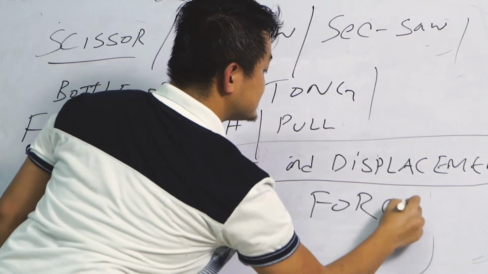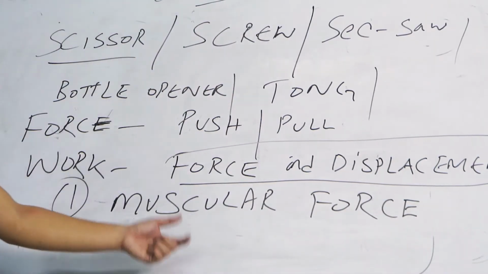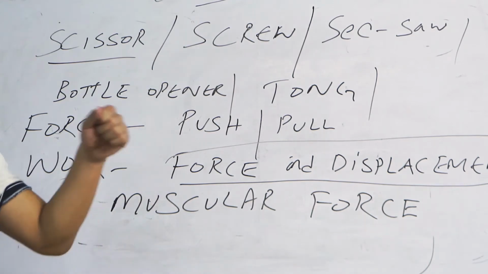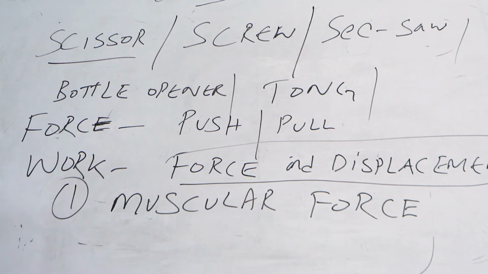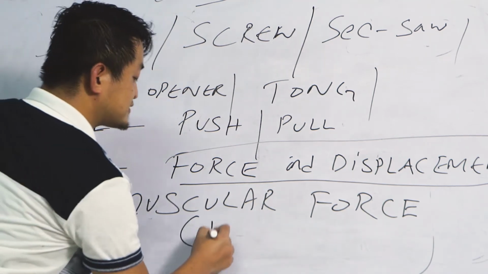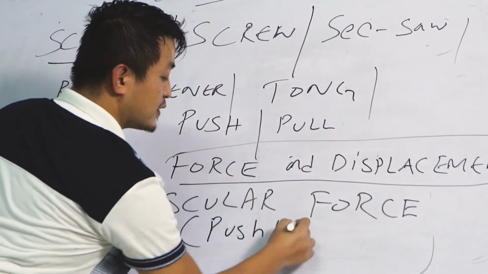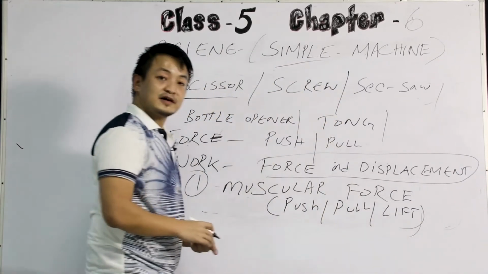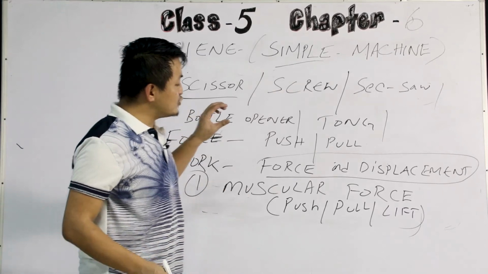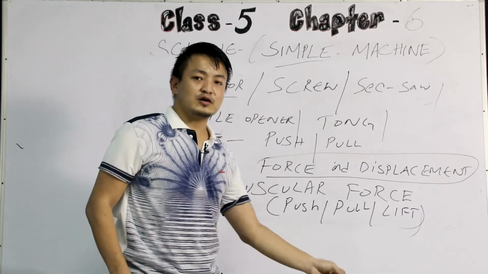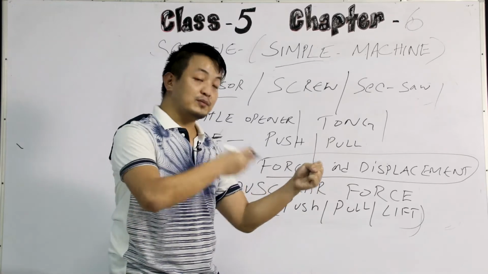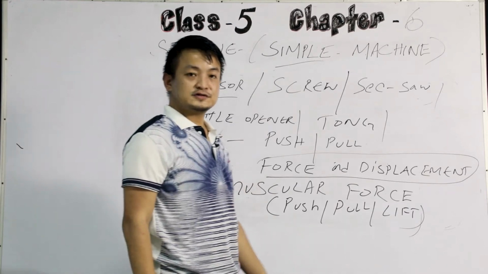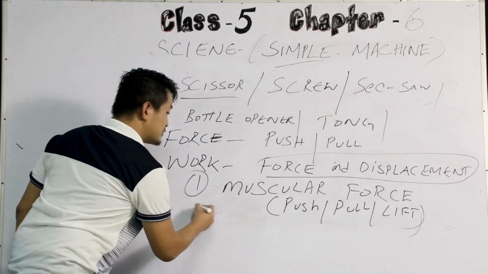Let's say muscular force. Muscular force means the force that you have. The force that you apply to push something, to pull something, or to lift something comes under muscular force. So whenever you are pushing, pulling, or lifting something, the force which you are applying from your own body is known as muscular force. Now, I'm sure you are clear with the first one.